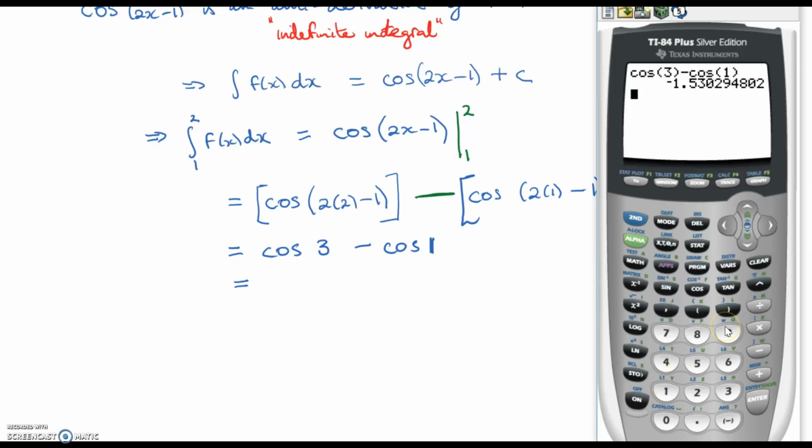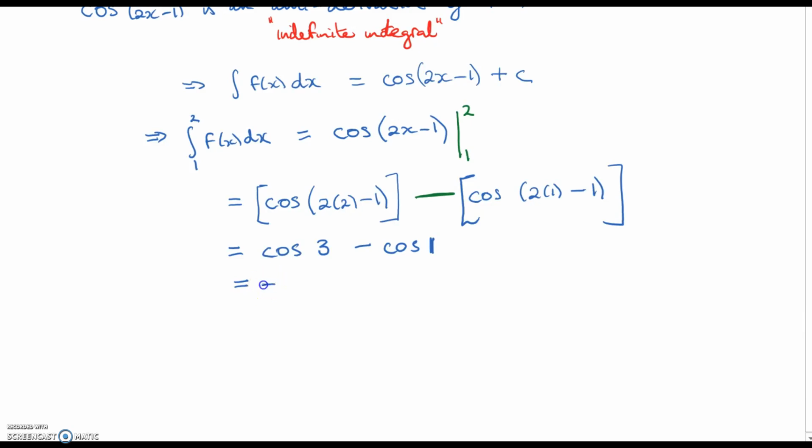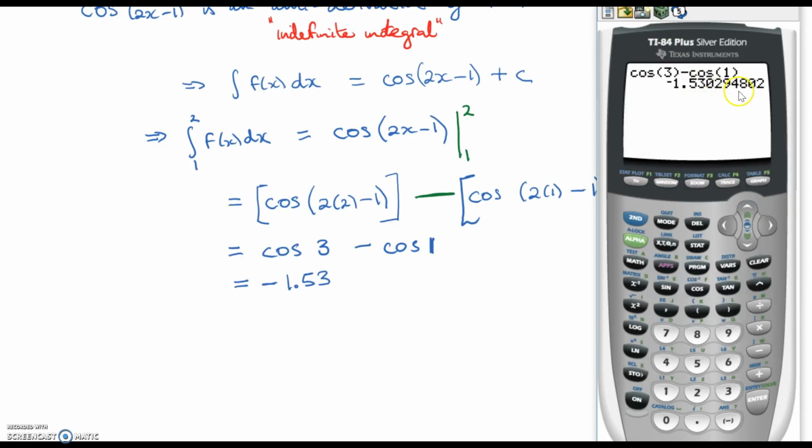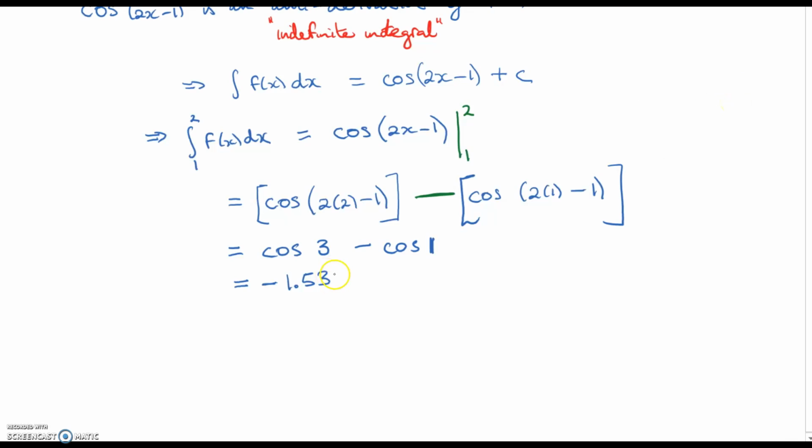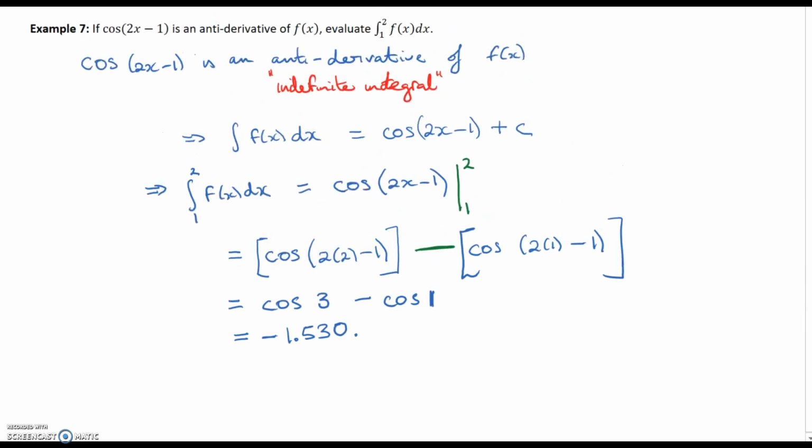If you enter that, you get negative 1.53, and I missed the last place, it was 0294. So correct to 3 decimal places, negative 1.530. Okay. And there you go.